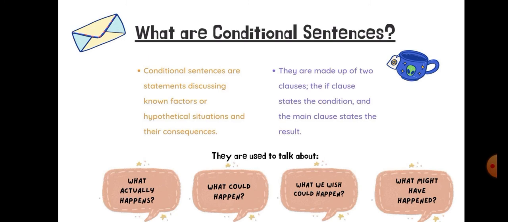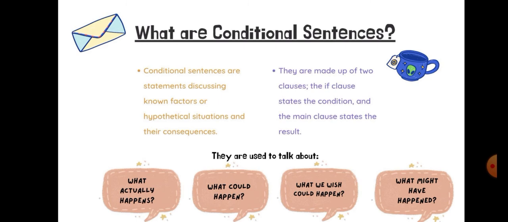Now, first things first, what are conditional sentences? Conditional sentences are statements discussing known factors or hypothetical situations and their consequences. When we use conditionals, we are usually talking about what actually happens or what could happen, like we are imagining a different future, or what we wish could happen, like we're imagining something different from our present situation, or what might have happened. And this is where we're imagining a past to be different from the past that already has occurred.